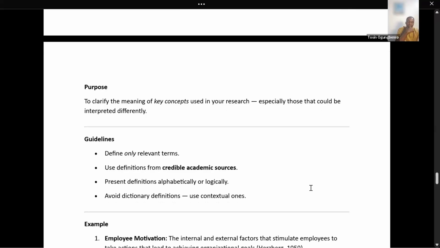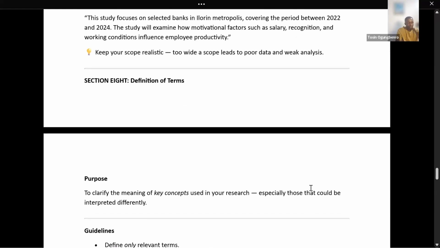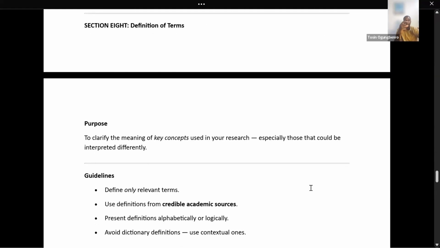Definition of terms, like I said, is not everywhere, but majorly it's talking about key terms in your work. If a particular terminology is recurring a lot in your work, you give the definition of that term as it pertains to your study. It's not necessarily a general definition. You find a definition that applies to your study. One word can have several meanings, so you give a definition that best suits the study you are writing.